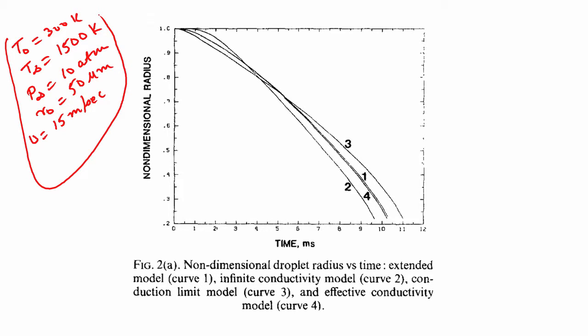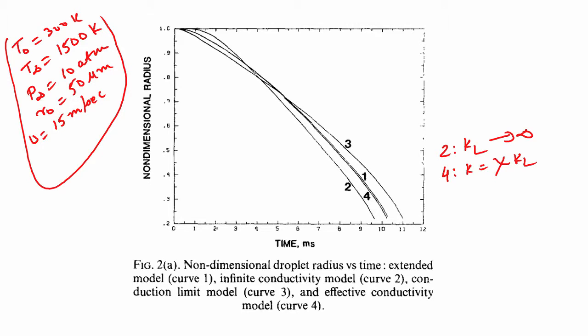Now let us look at each of the figures very carefully and try to see what the things are. If you watch now, you will see there are curves like 1, 2, 3, 4. So 1 is basically the current model that we are talking about, that is the Sirignano and Abramson model. 2 is basically the infinite conductivity model, which we already said is where KL approaches infinity. And the effective conductivity model is 4, which we just now said, where K is equal to chi into KL.